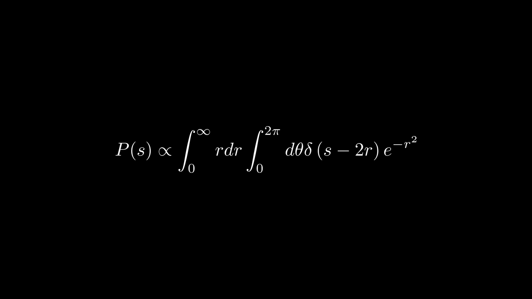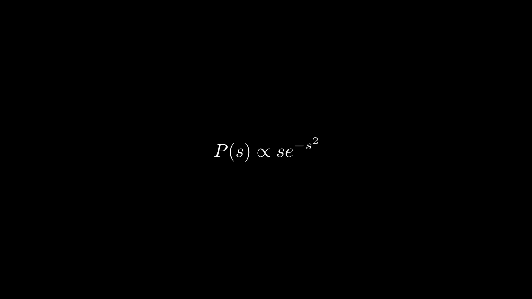And again, what happens is that we have an integral over theta that factorizes, so we can just absorb it into the proportionality constant. And we're left with a simple delta function integral for the radial variable. From this, we find that p of s is proportional to s e to the minus s squared.